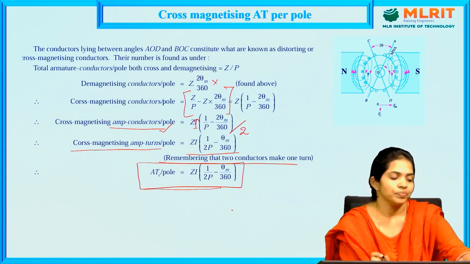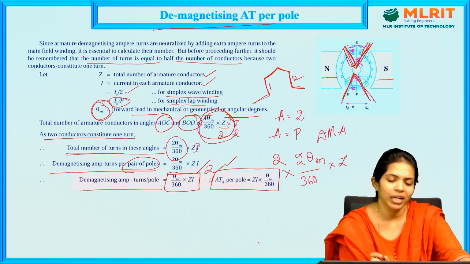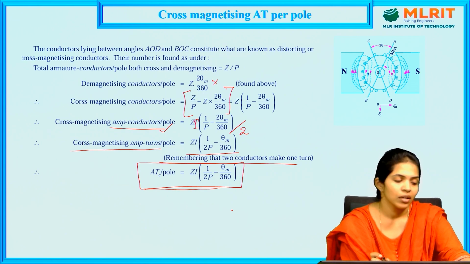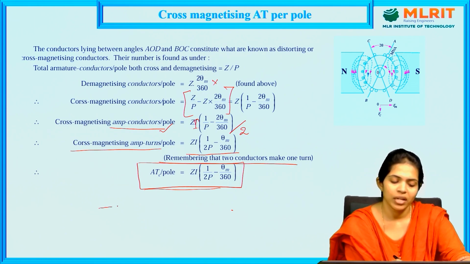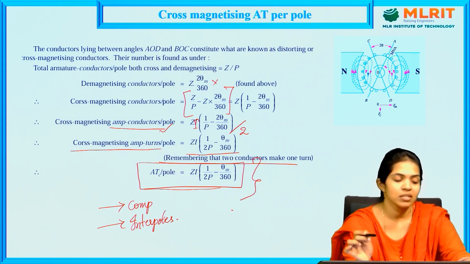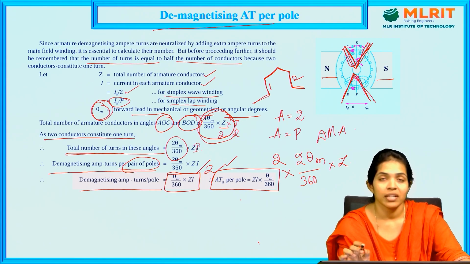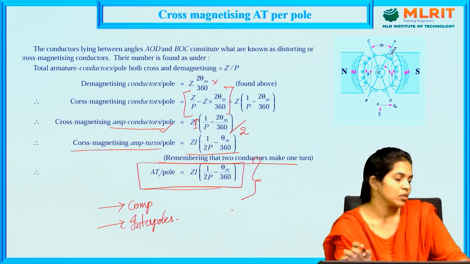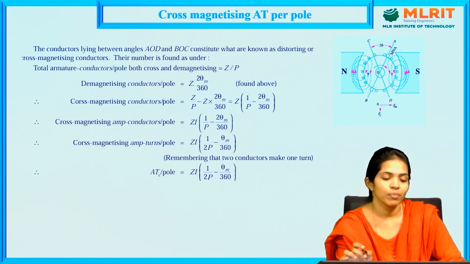So from the demagnetizing ampere turns and the cross magnetizing ampere turns, how many compensating windings or how many interpoles are to be placed can be determined by these demagnetizing and cross magnetizing effects. This is about armature reaction.